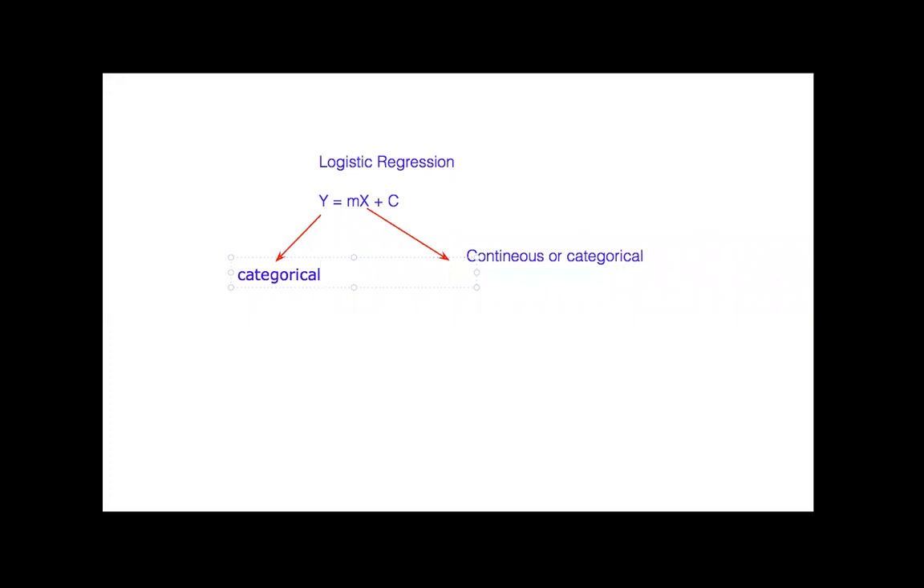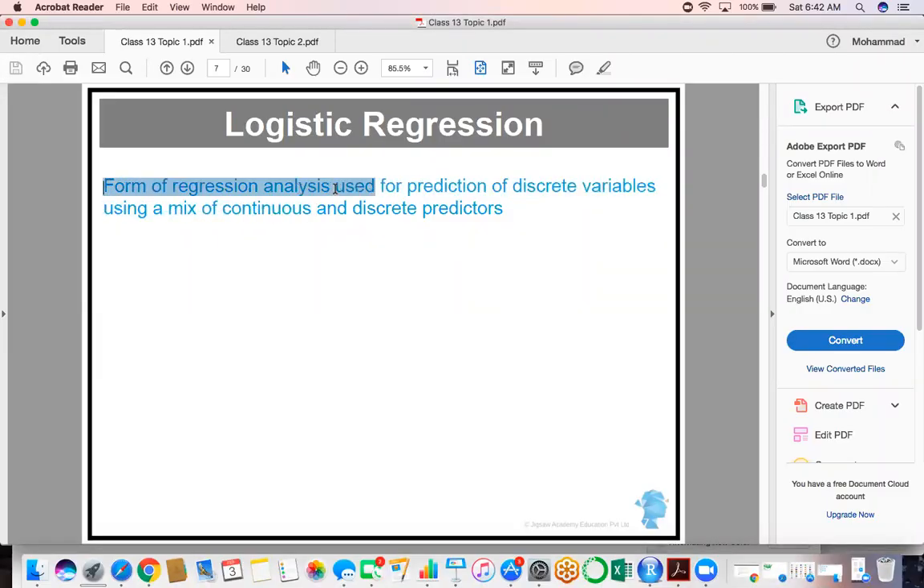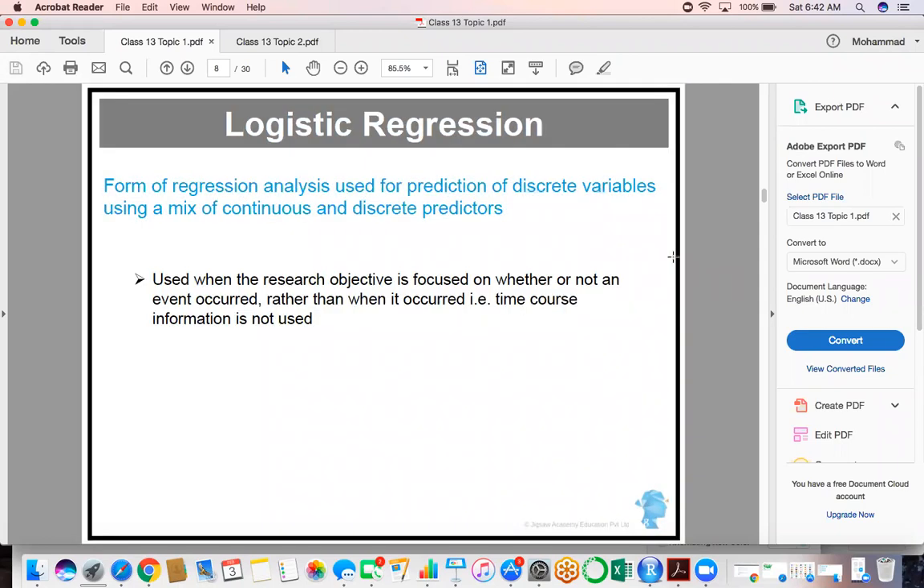Okay, let's move ahead and see some more definitions. So this is what you can remember, keep a note of it, that this is what logistic regression is and the proper definition. Okay, now let's move ahead. Used when the research objective is focused on whether or not an event occurred rather than when it occurred. Okay, so if you need to know whether any event will occur or not, so you have only two chances, either yes or no, and the result which logistic regression will give you is in terms of probability.